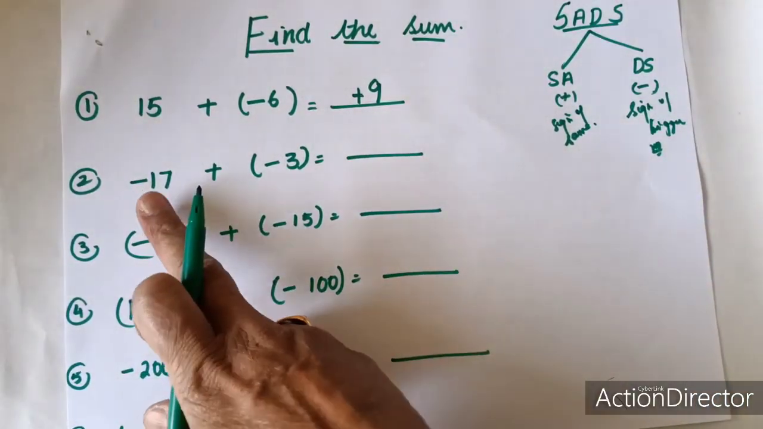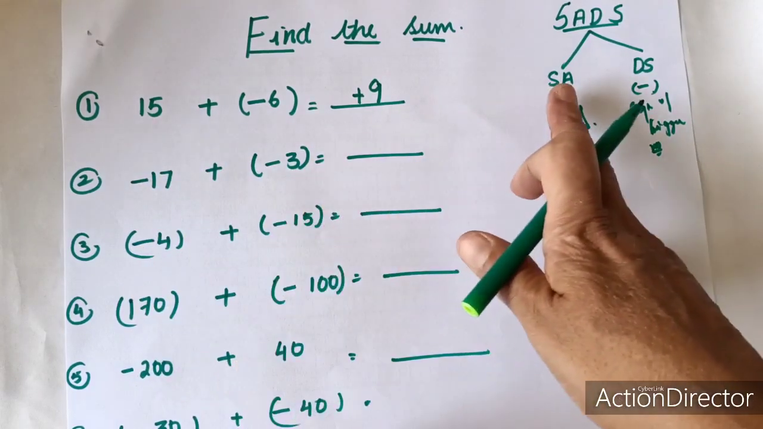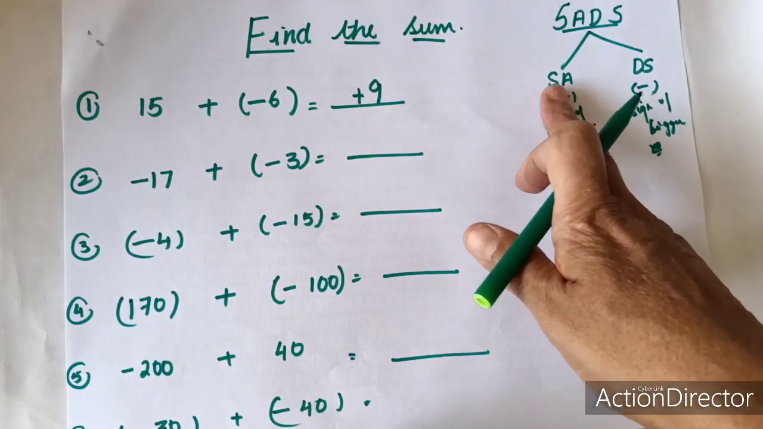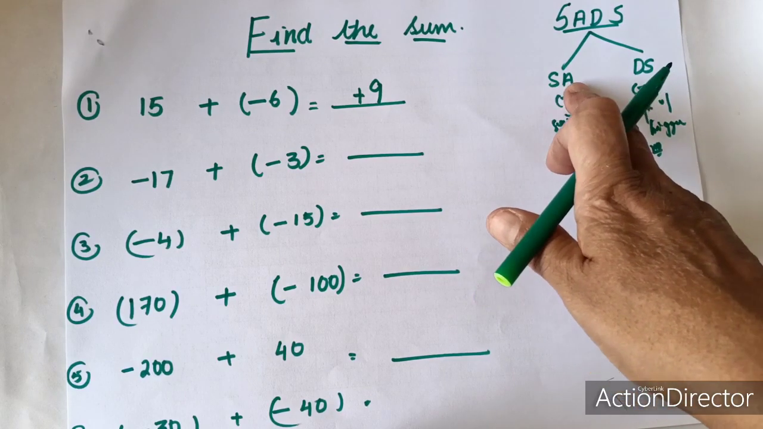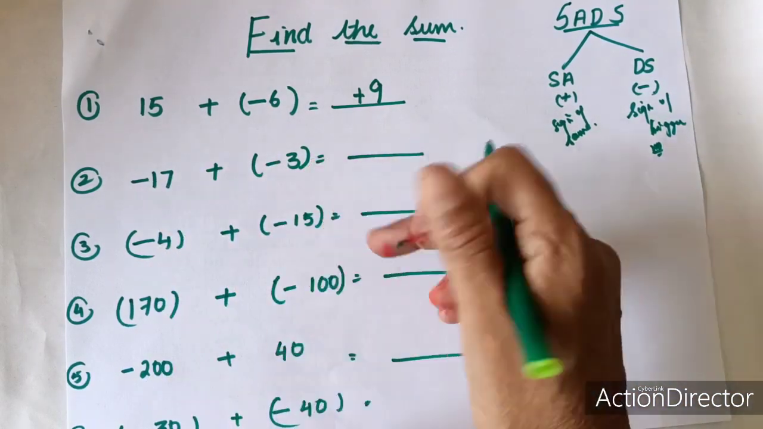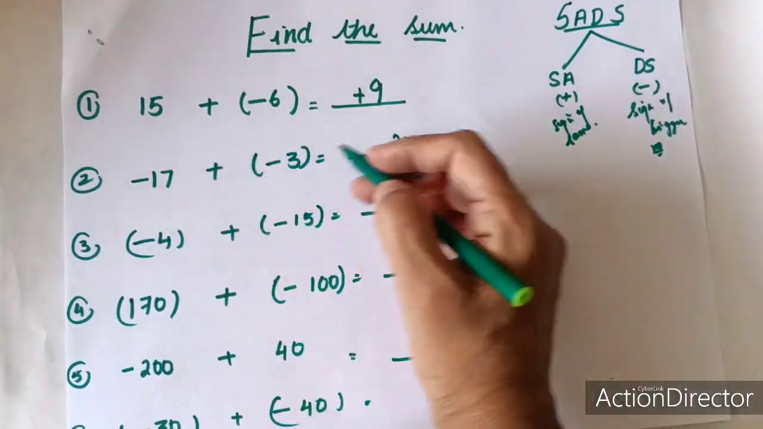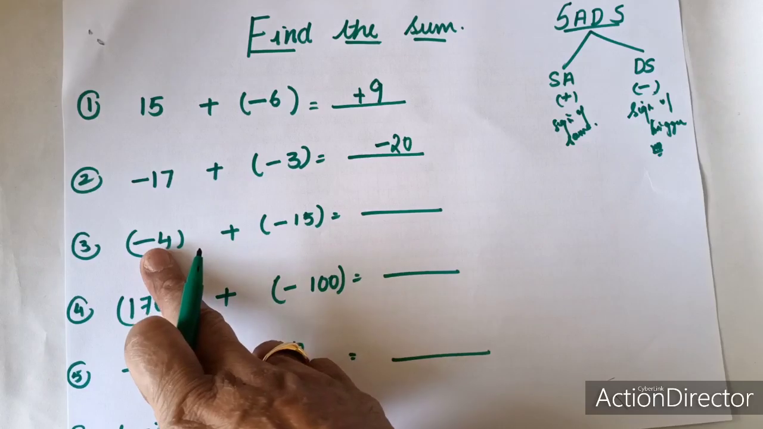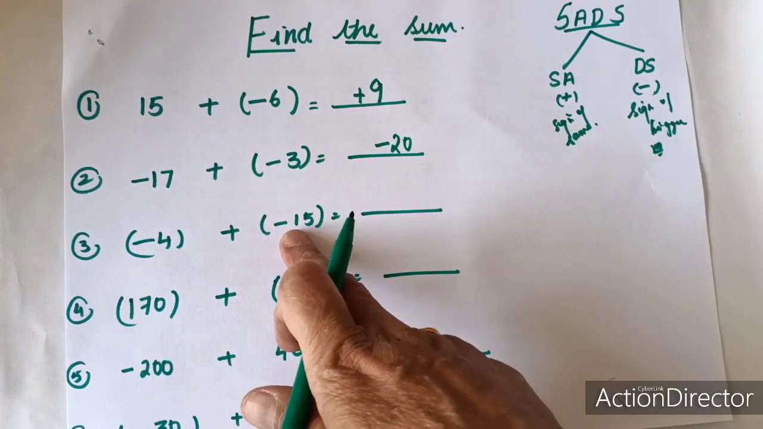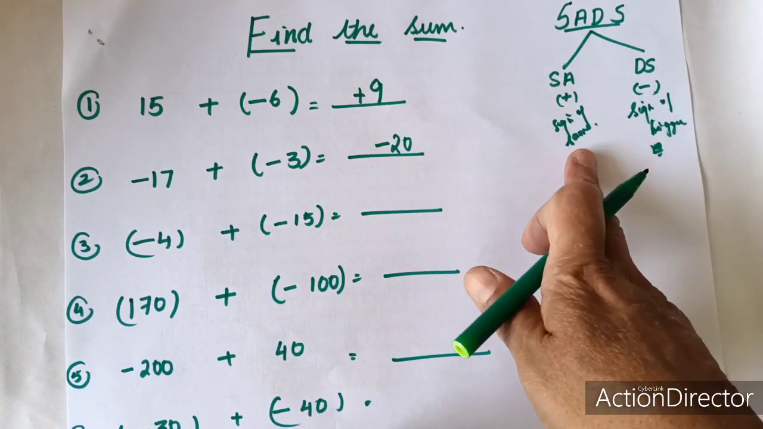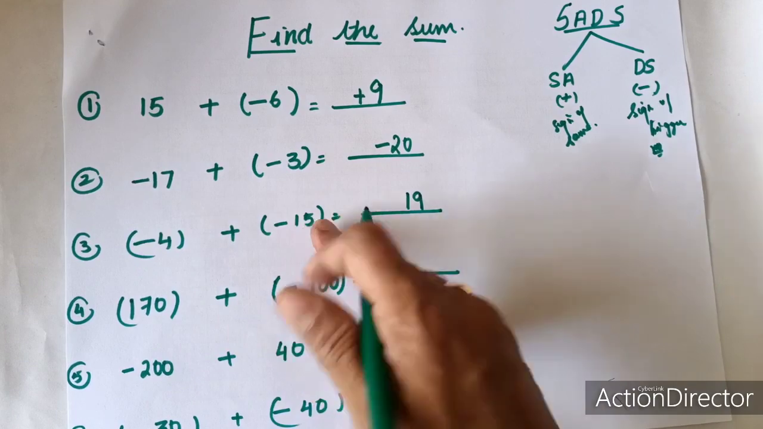Next, minus 17 minus 3. Same sign. Same sign means add. SA: S stands for same, A stands for add. Same sign, add. So 17 plus 3 is 20. What is the sign? The sign of the same numbers, that is minus. Next, minus 4 plus minus 15. Same sign, add. So add 15 plus 4, 19. What is the sign? Minus.